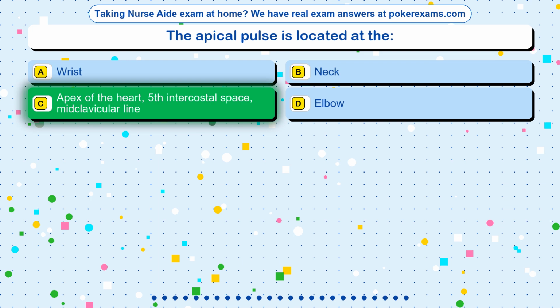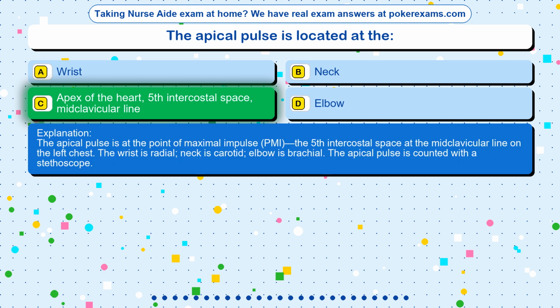The correct answer is option C. Apex of the heart, 5th intercostal space, midclavicular line. The apical pulse is at the point of maximal impulse, PMI, the 5th intercostal space at the midclavicular line on the left chest. The wrist is radial, neck is carotid, elbow is brachial. The apical pulse is counted with a stethoscope.